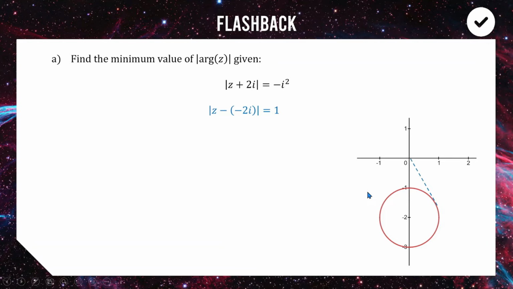Okay, so to do this, we're going to put in a cheeky little tangent here. And this value right here, this angle theta, is going to be our smallest possible argument, because if we go around the circle, the angle is going to get bigger from 0. So we want to find this theta right here.